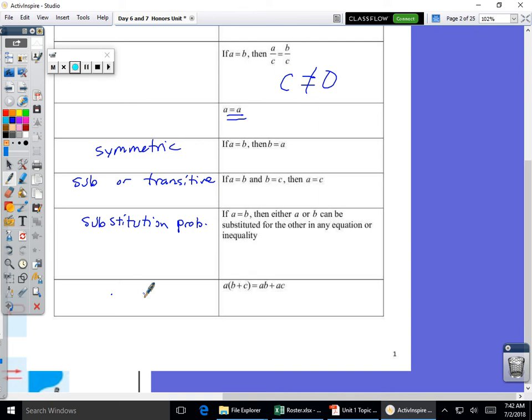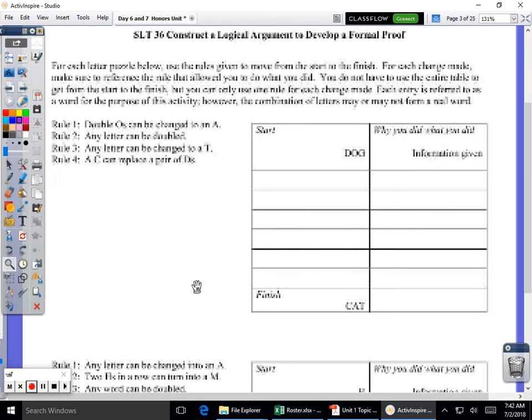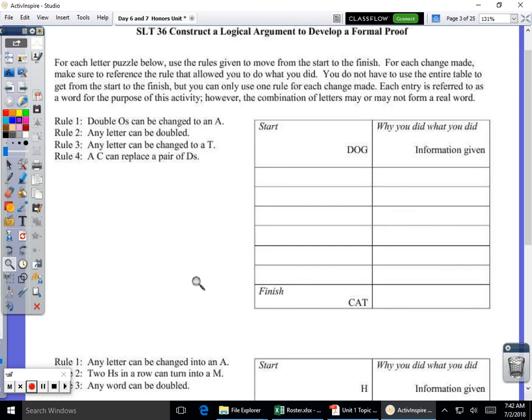All right, and here it looks like we've got a distributive property. Distributive property. All right, so we're going to use these properties to start looking at proofs. Okay, so we have some kind of silly proofs that turns a dog into a cat. Okay, so we have a letter puzzle below, and you're going to move from the start to finish, and you're allowed to use these rules.